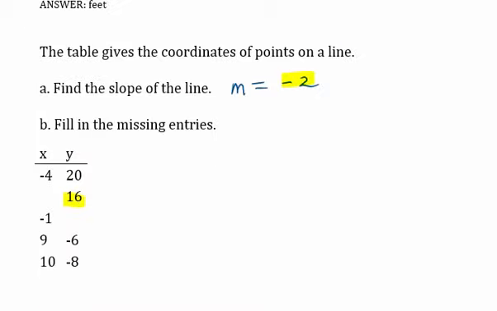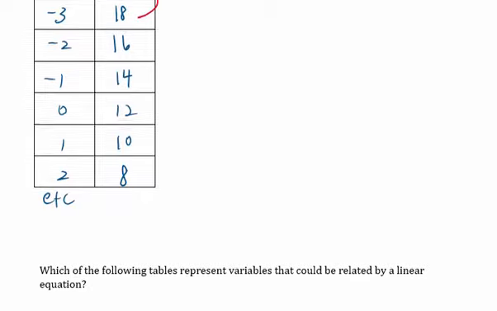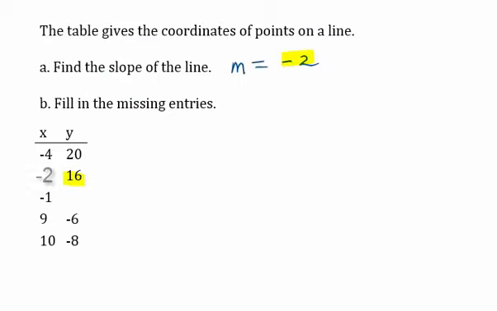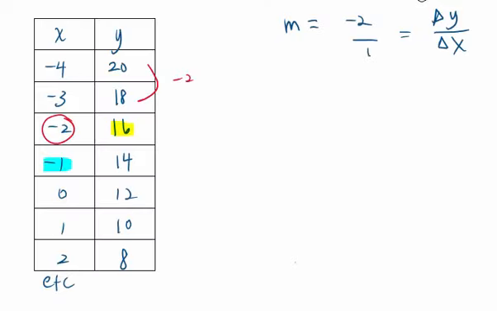Okay, so I locate a y value of 16 in my table, and I write down the corresponding x value, which is negative 2. I know an x value of negative 1 is given, and its corresponding y value is 14.